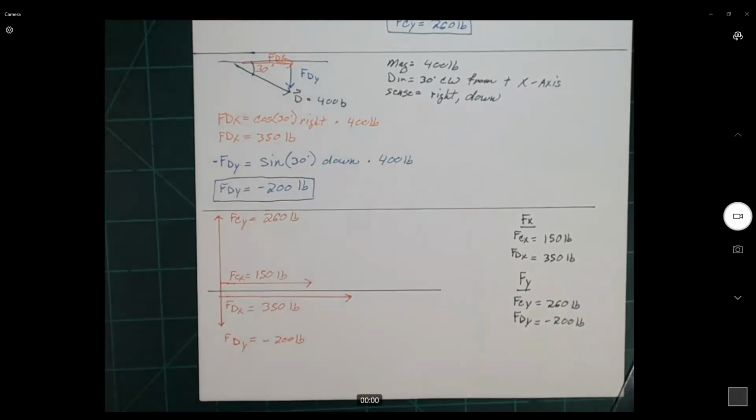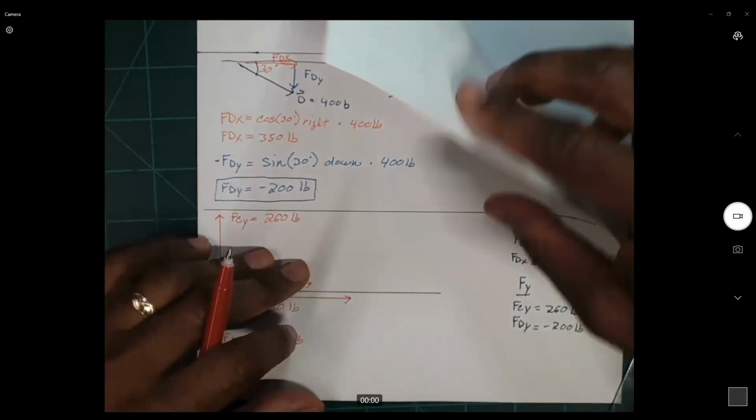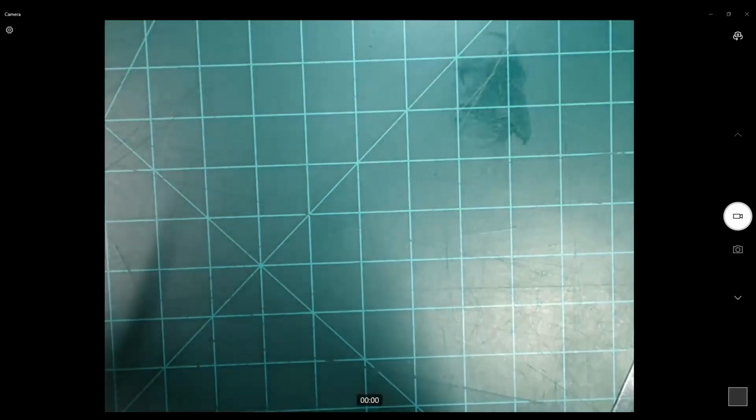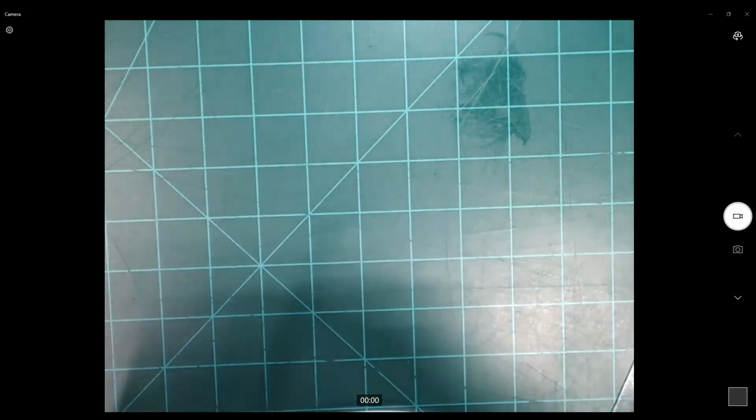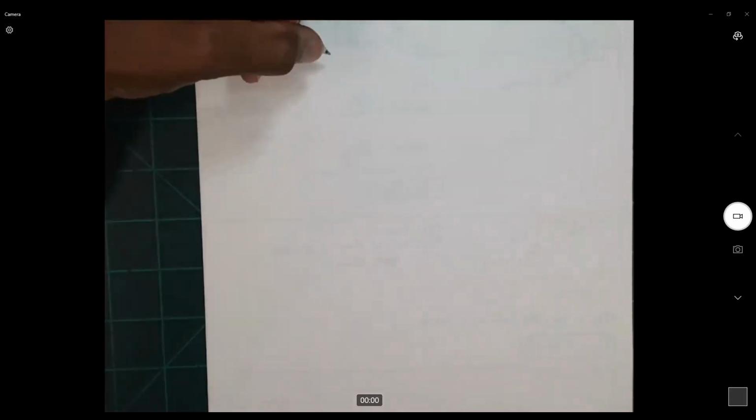Okay, so now our next step will be finding the resultant force by summing the x and y component of our vectors, okay? So we're going to flip this over. All right, so now we're just looking for, again, our resultant force by summing all of our forces.